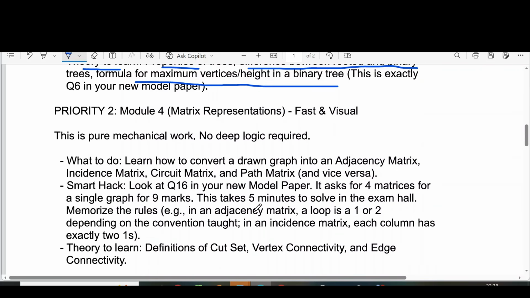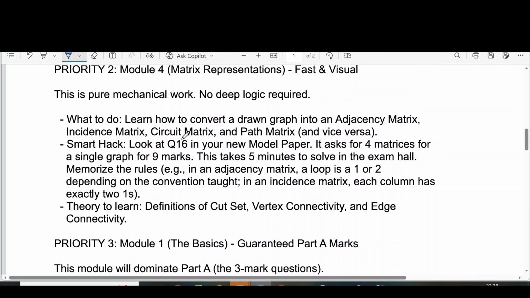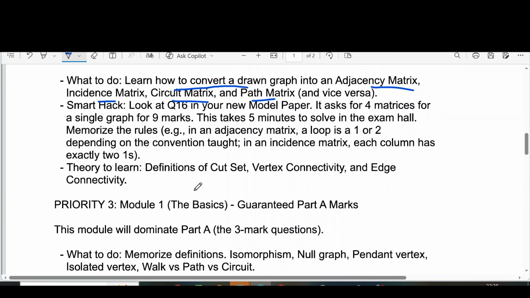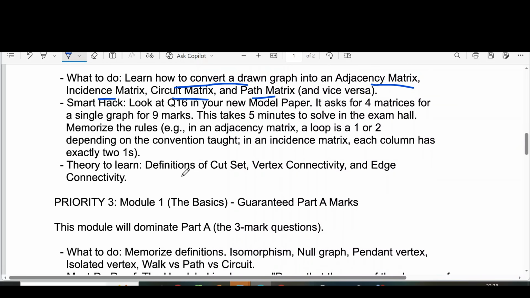Then second priority is for module 4. From this, learn how to convert a drawn graph into an adjacency matrix, incidence matrix, circuit matrix, and path matrix. Then theory to learn from this is definitions of cut set, vertex connectivity, and edge connectivity.